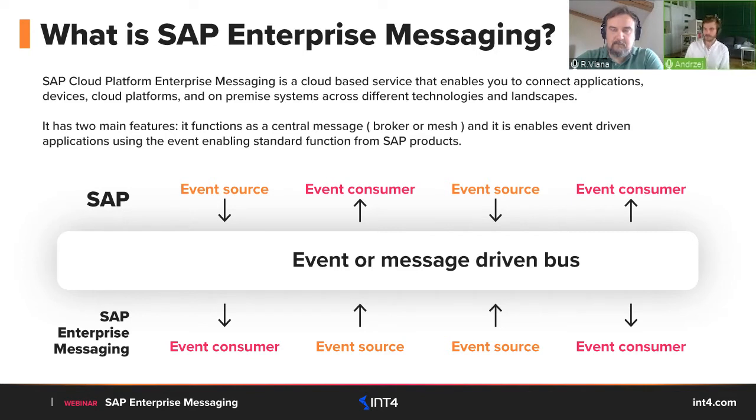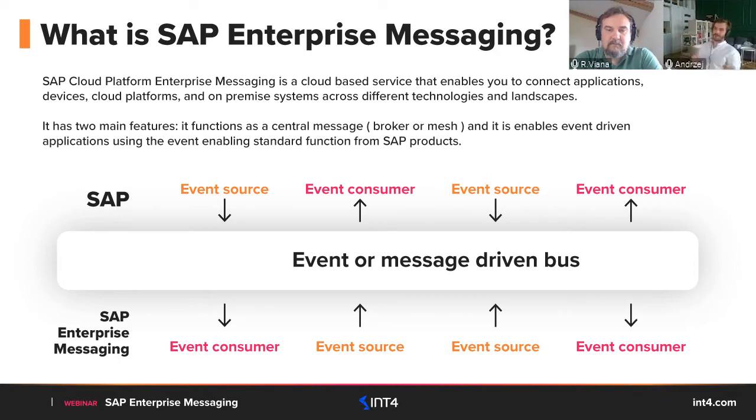Well, what it is, it functions as a central message broker or mesh, and it enables event-driven applications using the event-enabling standard function from SAP products. What does it mean? Well, as you can see on this picture, in the middle we will have our enterprise messaging event or message-driven bus, and we have many source systems and consumer systems connected to it. They will be communicating with each other, but not being aware of each other, via this central hub, which distributes our messages.